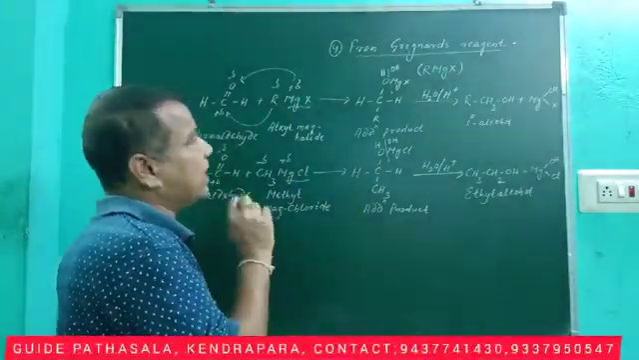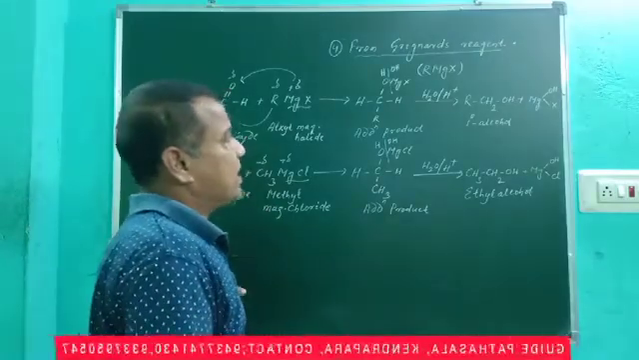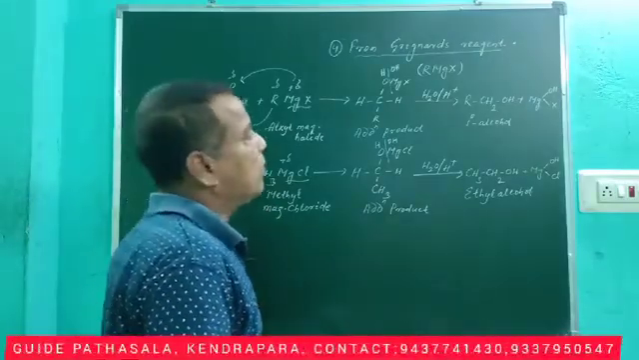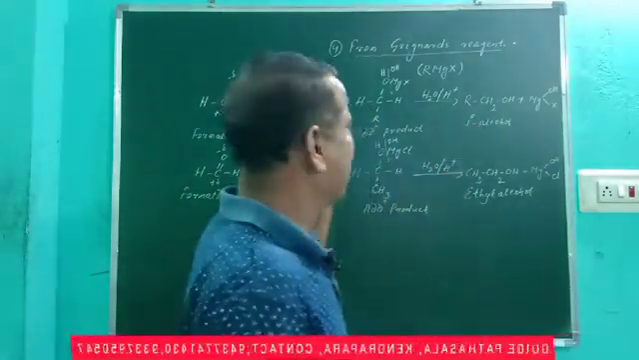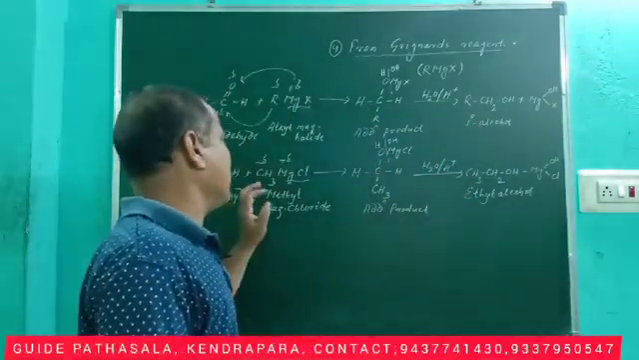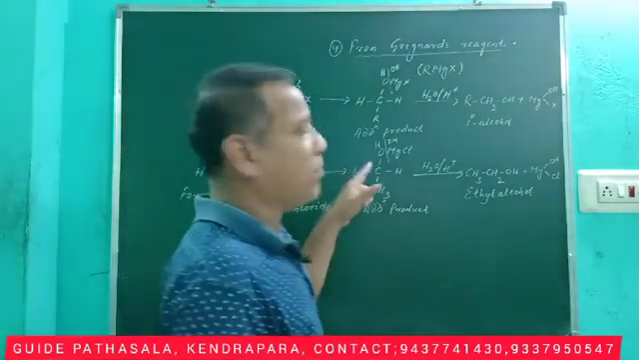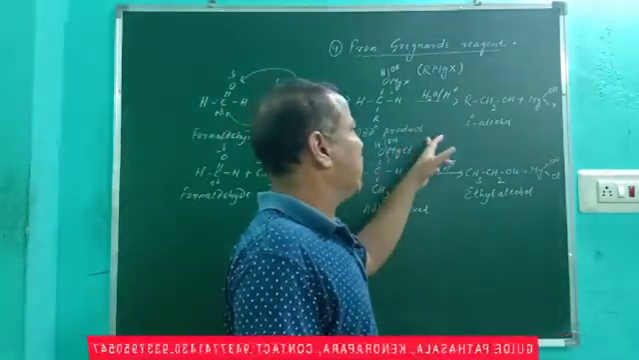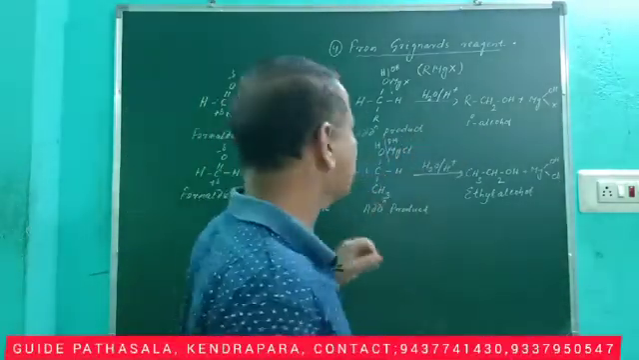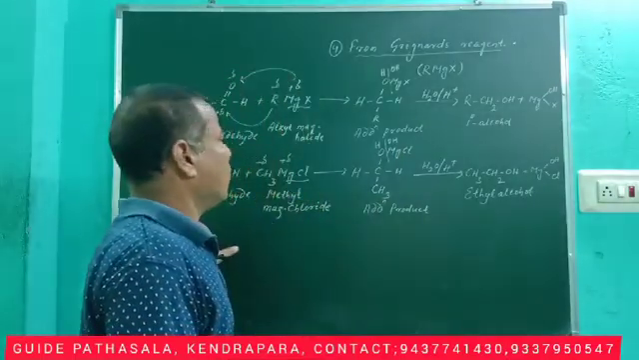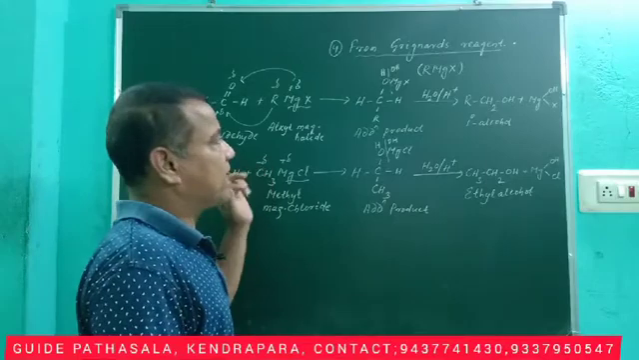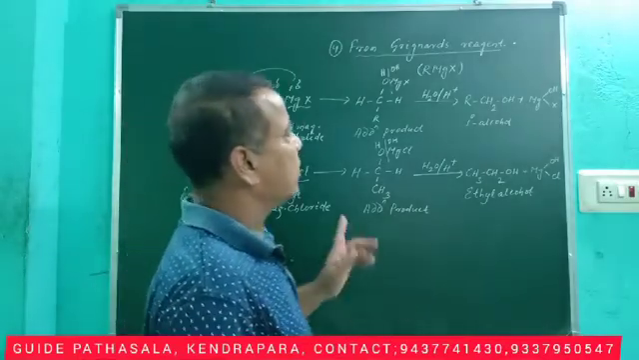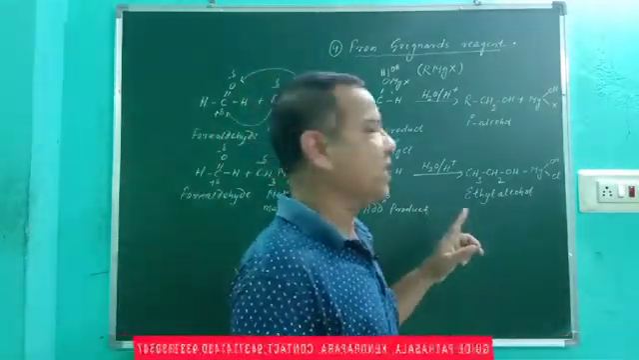Formaldehyde, when it reacts with the Grignard reagent, first an addition product is formed, which on acidic hydrolysis forms a primary alcohol. Acetaldehyde, when treated with the Grignard reagent, forms an addition product, which on acidic hydrolysis forms a secondary alcohol. Ketone, that is acetone, when it reacts with alkyl magnesium halide, first an addition product is formed, which on acidic hydrolysis forms a tertiary alcohol.